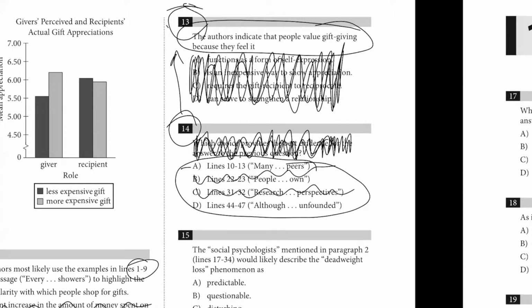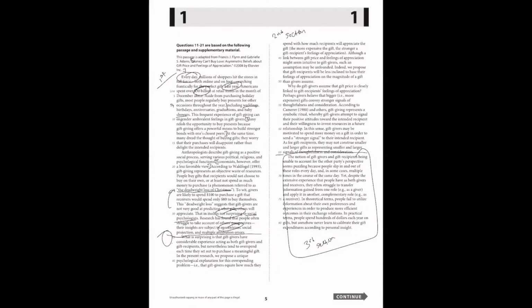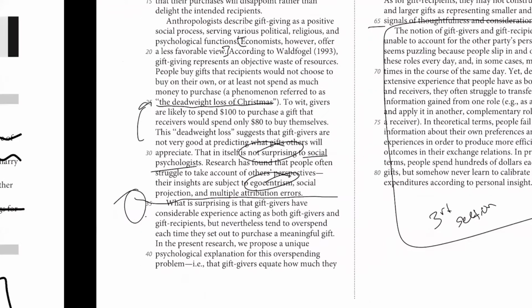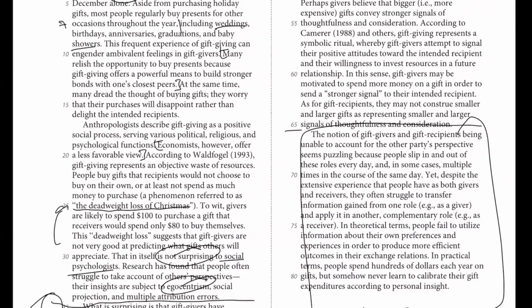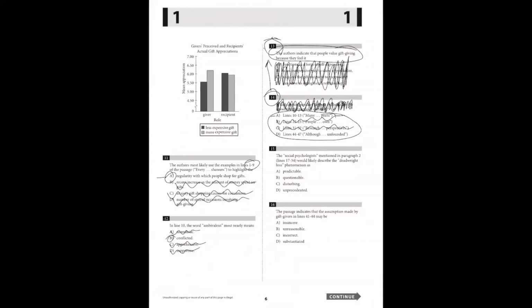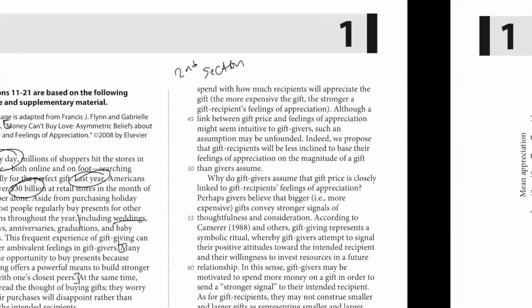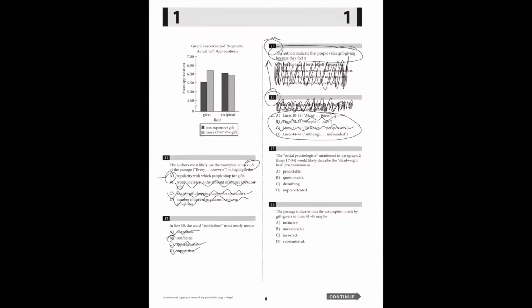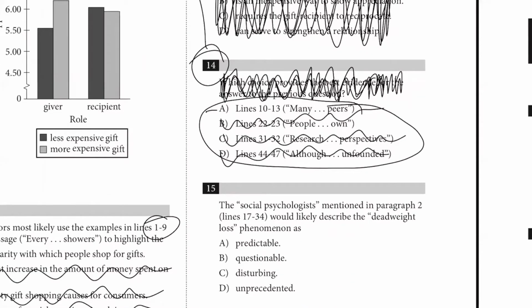C is not going to be correct. C is incorrect. Lines 44 through 47. I know we didn't get this far, but let's read it anyway. Actually, in order to get some context, let's just read from 39. "In present research, we propose a unique psychological explanation for this overspending problem, i.e. that gift givers equate how much they spend with how much recipients will appreciate the gift. Although a link between gift price and feelings of appreciation might seem intuitive to gift givers, such an assumption may be unfounded." Does that talk about why people like gift giving? No. D is incorrect. Your answer here is going to be A.